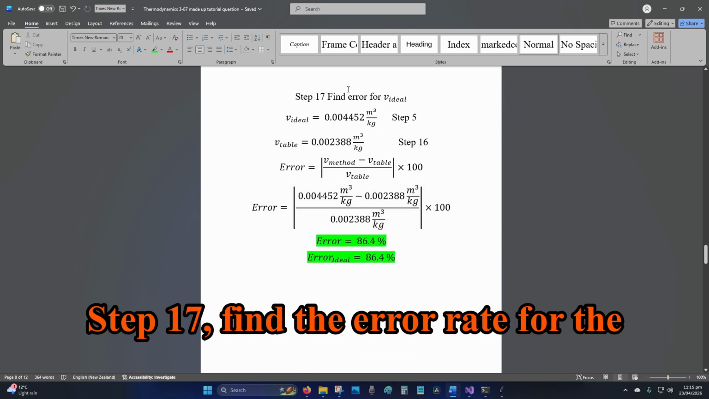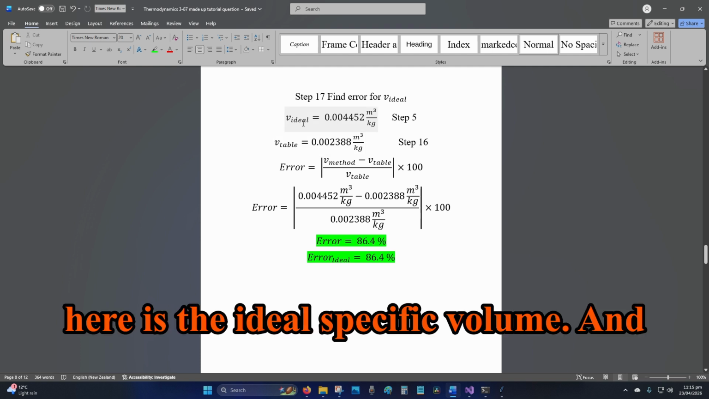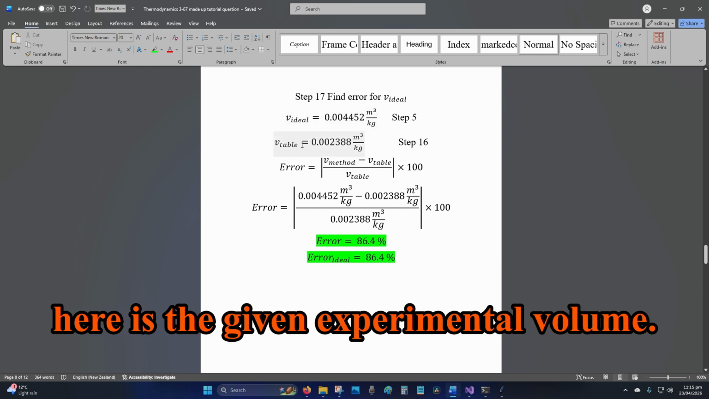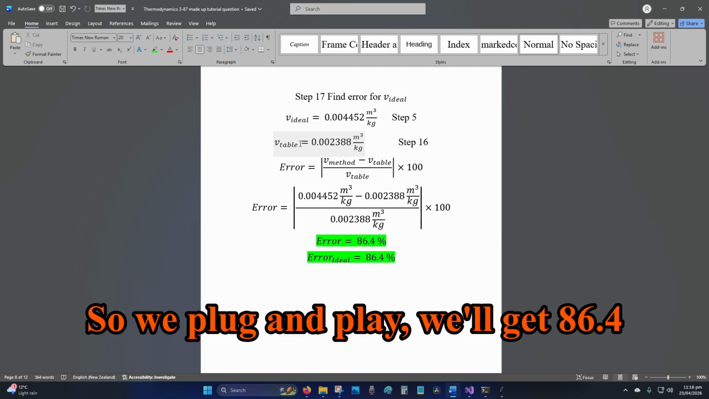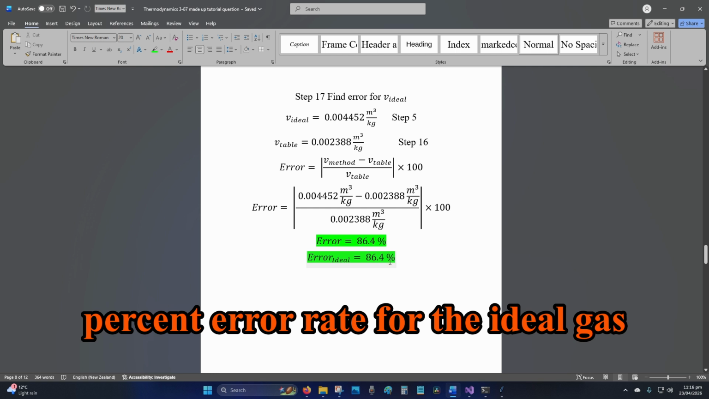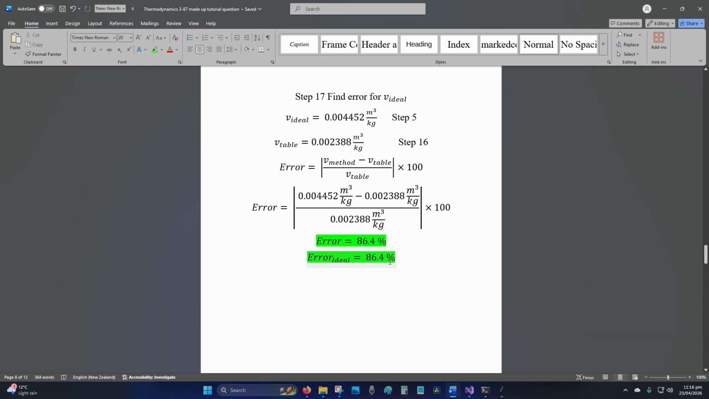Step 17, find the error rate for the specific volume of ideal gas. So here is the ideal specific volume, and here is the given experimental volume. So we plug and play, we'll get 86.4% error rate for the ideal gas method of specific volume.